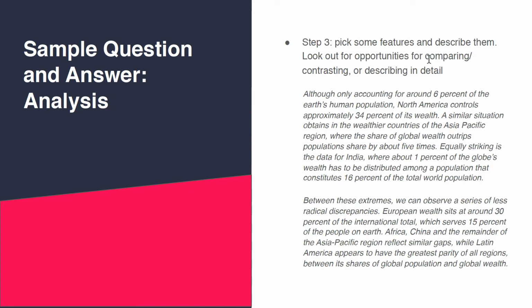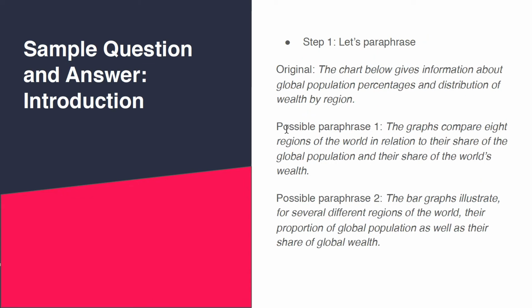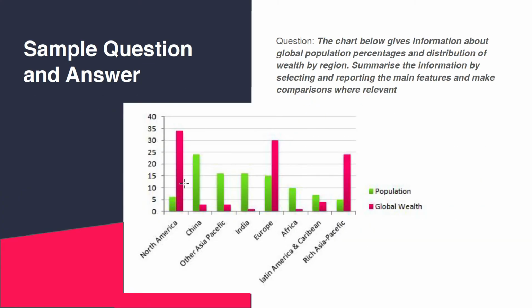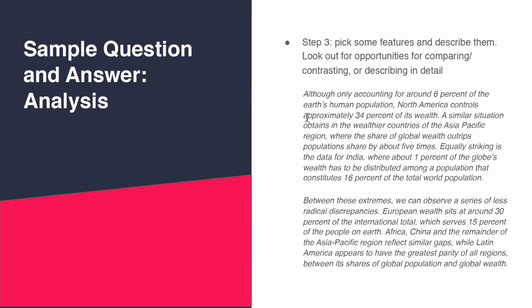You want to look for opportunities for comparing and contrasting or describing things in detail because that's how you show off your language. So I've started off here. Although only accounting for around 6% of the Earth's human population, North America controls approximately 34% of its wealth. So what I've done there is I've taken this first graph and I've turned that into a sentence.